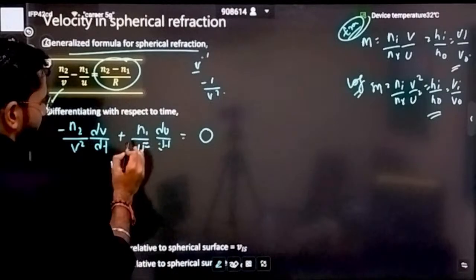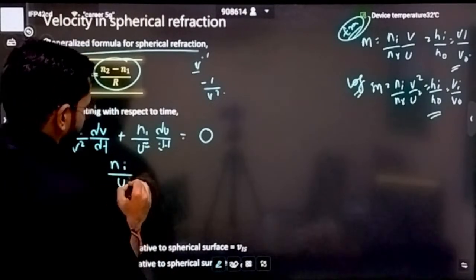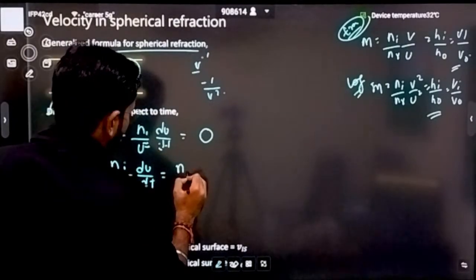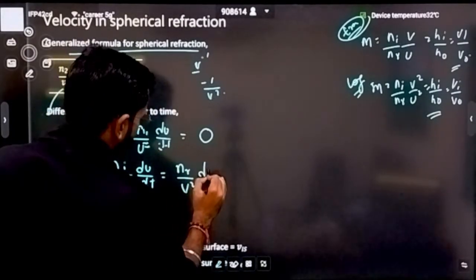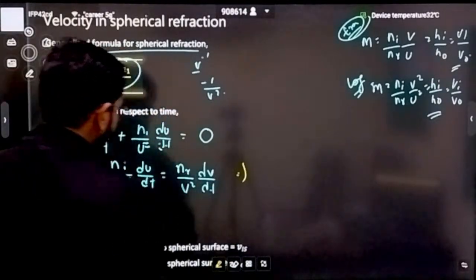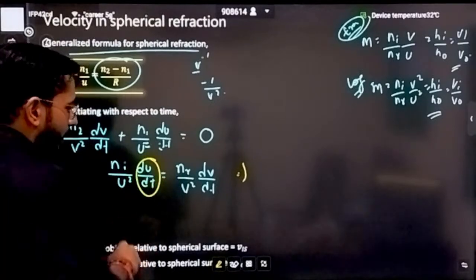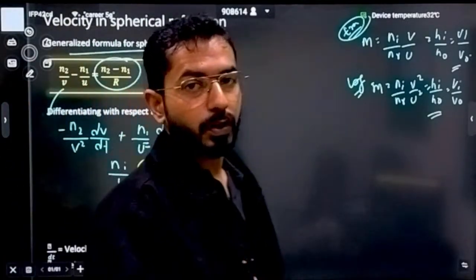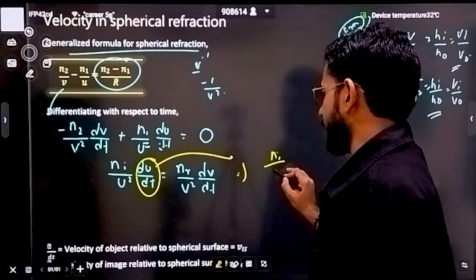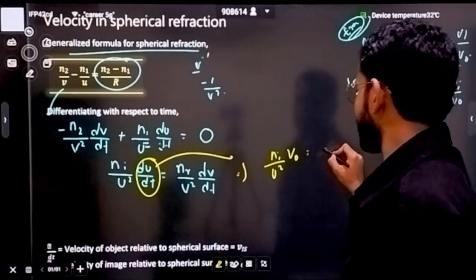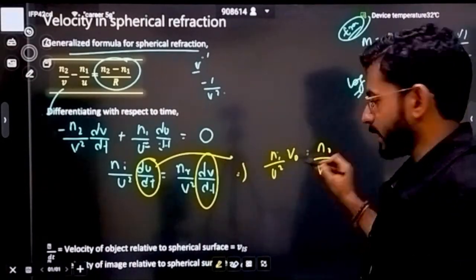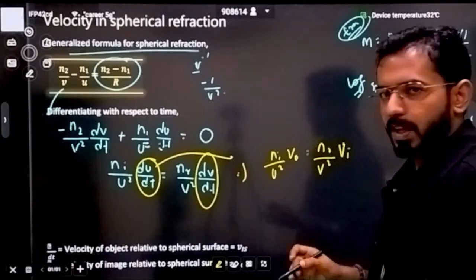What you'll be writing at the place of n1, I am writing n of incidence directly, and u squared du by dt is equal to n of reflected divided by v square into dv by dt. This is the equation you will be getting, correct? Now what you can write for du by dt, rate of change of position of object. What you'll be defining, this is defined as what? Velocity of object. Ni divided by u square into velocity of object is equal to nr into dv by dt. This will be the rate of change of position of image. That means I will write it as velocity of image.